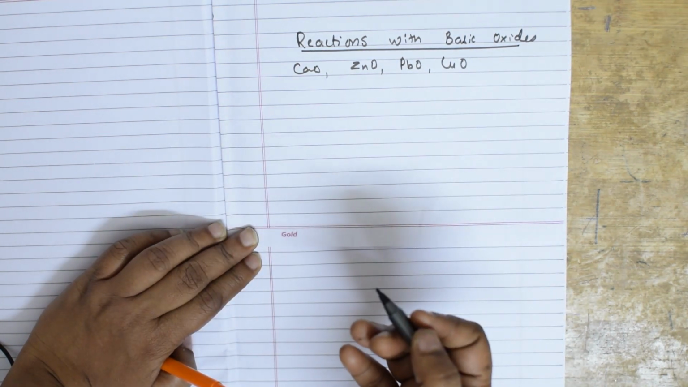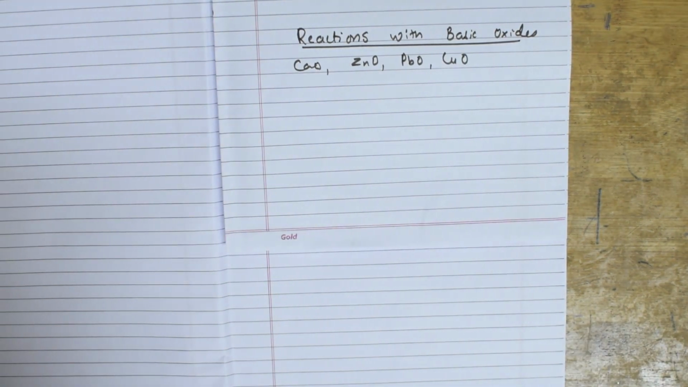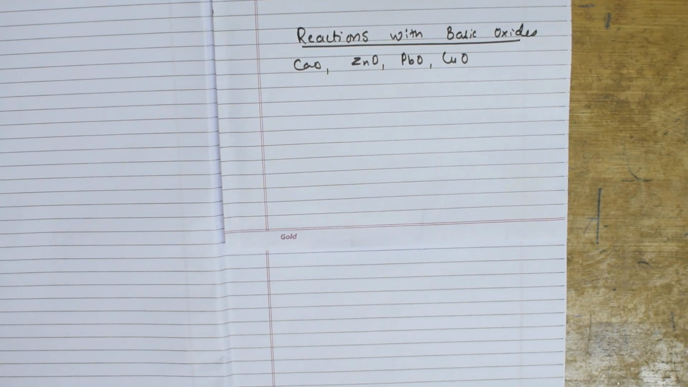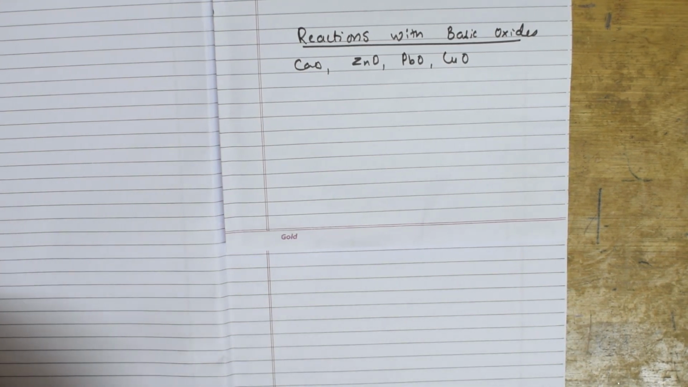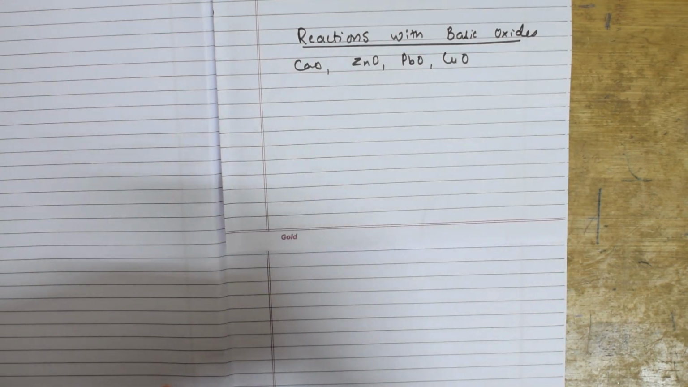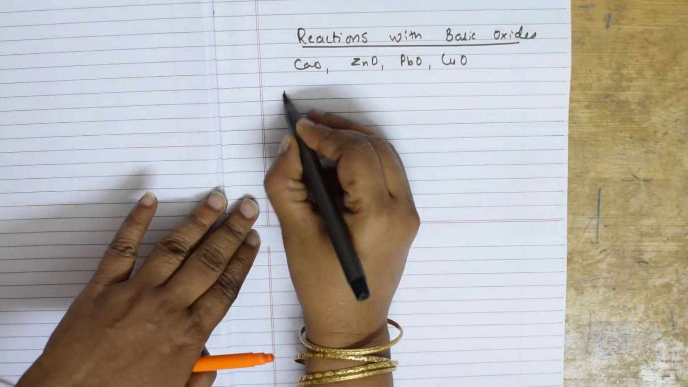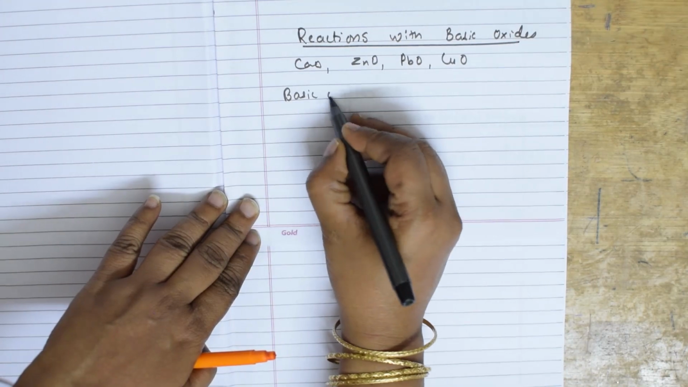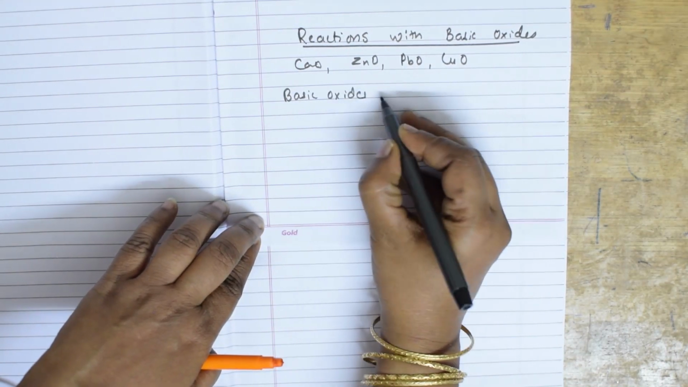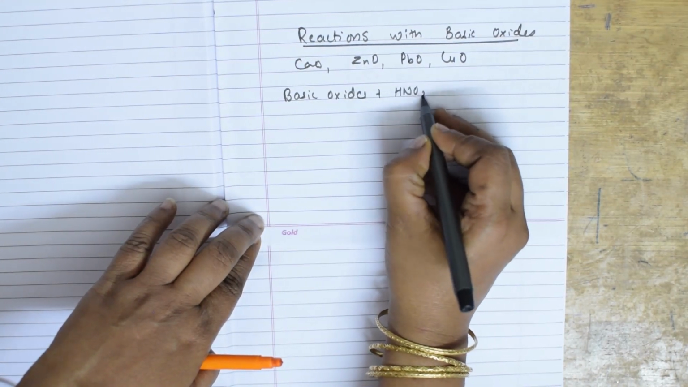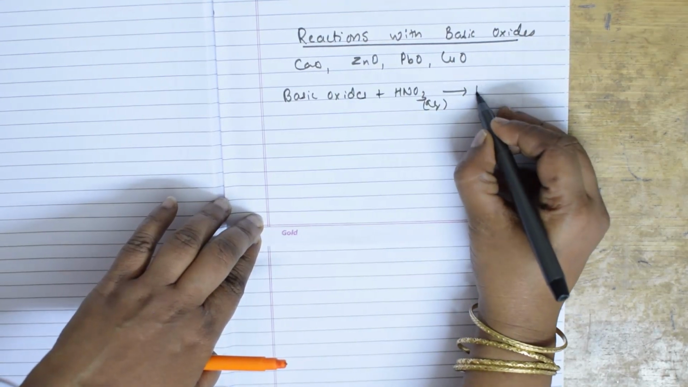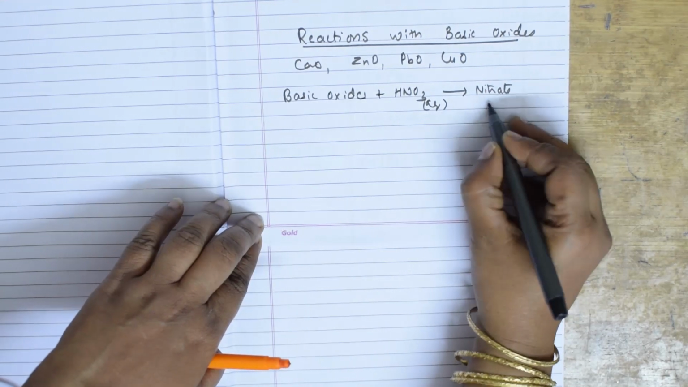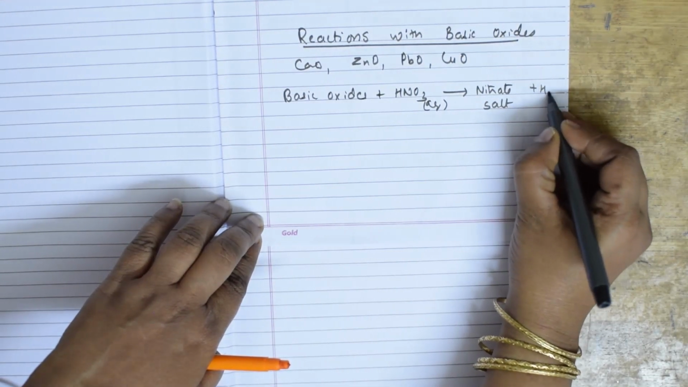Suppose I have to show the reactions of basic oxides with nitric acid. What is the thing you have to remember? As I told you, with dilute nitric acid I'll be getting hydrogen gas. With concentrated, I'll be getting water. With basic oxides, as I mentioned on top, basic oxide plus nitric acid, here we take the aqueous form of dilute. What do we get? We get nitrate salt plus water. Done, students?